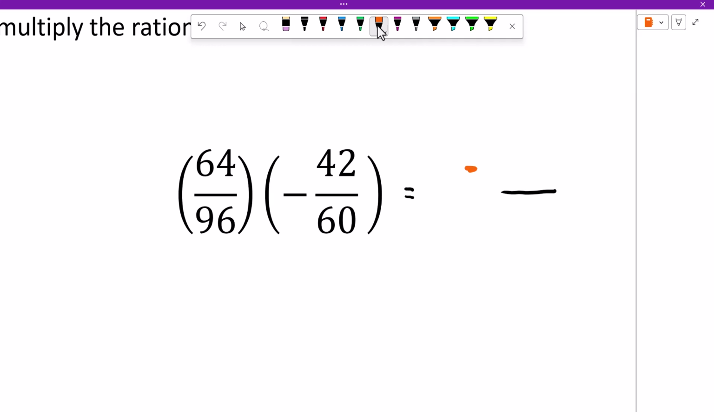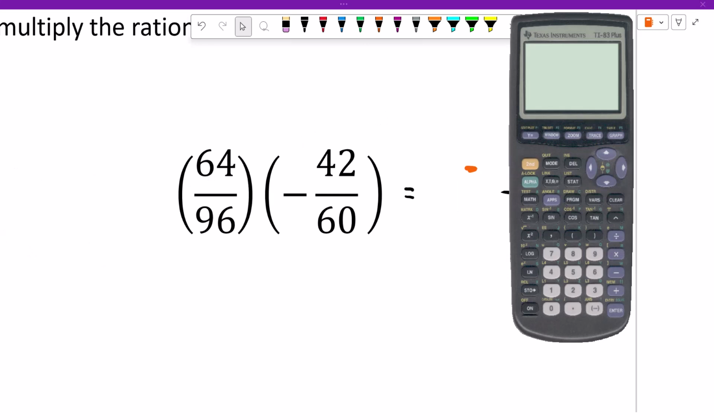Yeah, Colin? 96 for 64 over 96. There is, 16 can fit into both. And if you're not sure, you can use your calculator. You go 64 divided by 16. If it gives you a whole number, it works. If it gives you a decimal, it doesn't work. Then I go 96 divided by 16, I get this.